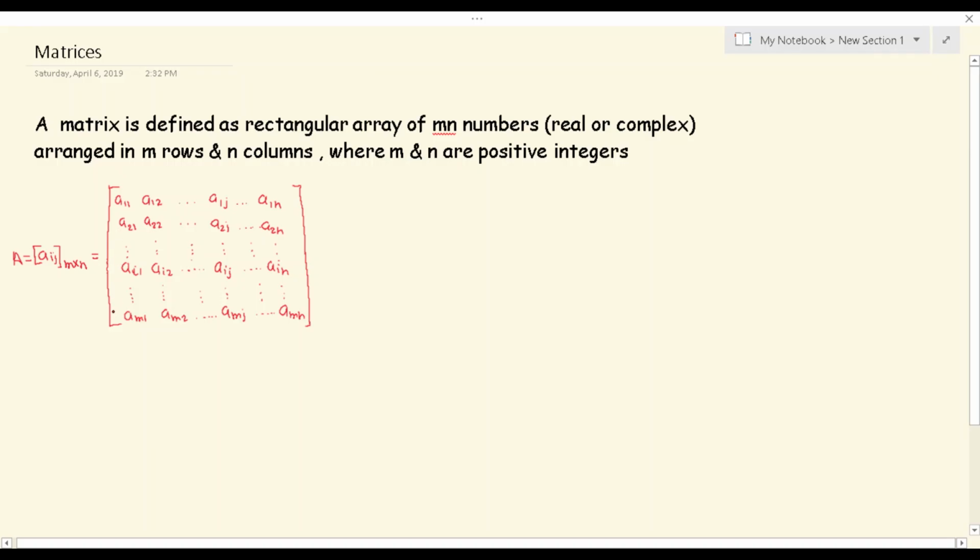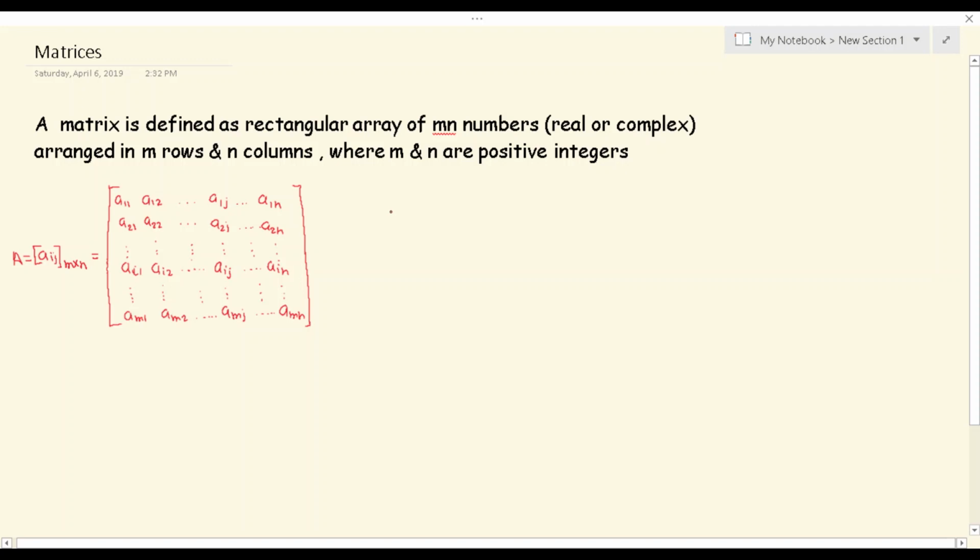Today we will discuss the chapter matrices. A matrix is defined as a rectangular array of m n numbers arranged in m rows and n columns, where m and n are positive integers. Okay, first we will discuss some terms related to matrix.